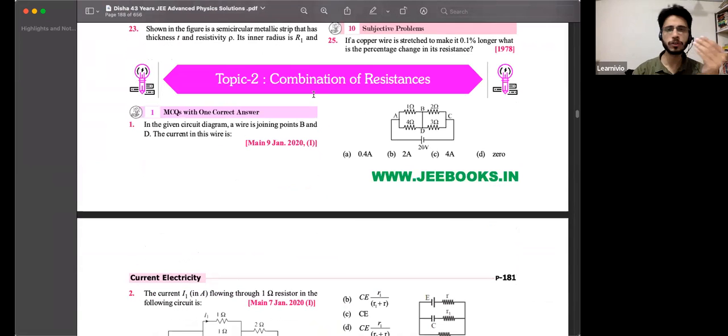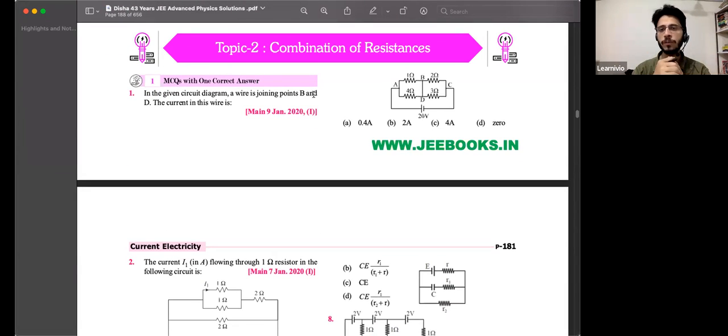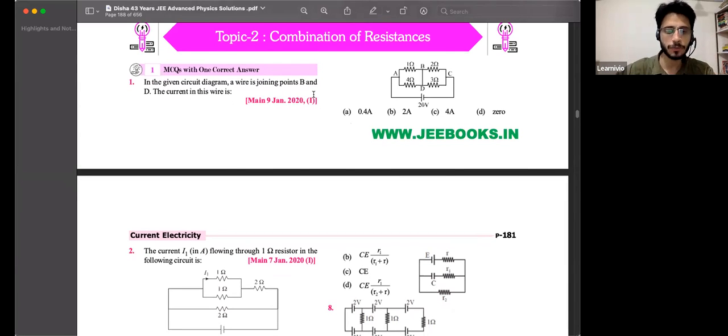Now let's move on to the second topic, combination of resistance. As far as combination of resistance is concerned, there is nothing in theory which is not in NCERT and is in JEE. You know each and everything which was in NCERT, so you should be able to solve all the numericals. Let's start with the first question. This one.